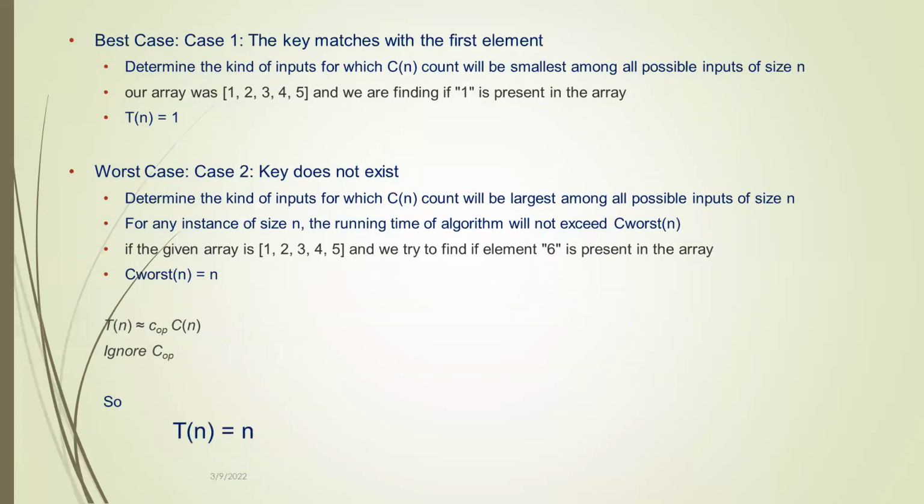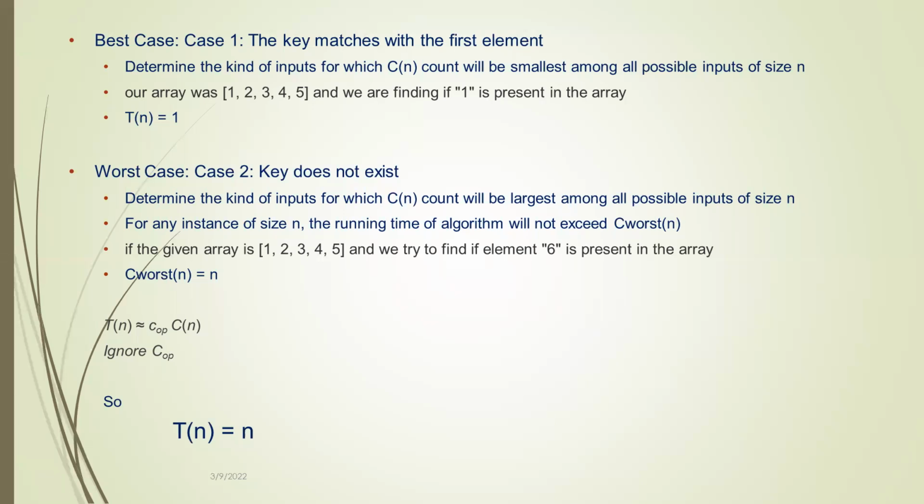So what is the best case? Best case efficiency is for the best case input. What do you mean by best case input? For that input, the time taken for execution is very, very small. Say the input size is 5 and I'm reading the elements as 1, 2, 3, 4, 5. I'm going to check whether 1 is present or not, and 1 is present in the first location. So this is your best case. How many comparisons are required here? Only one comparison. So T of n is 1.